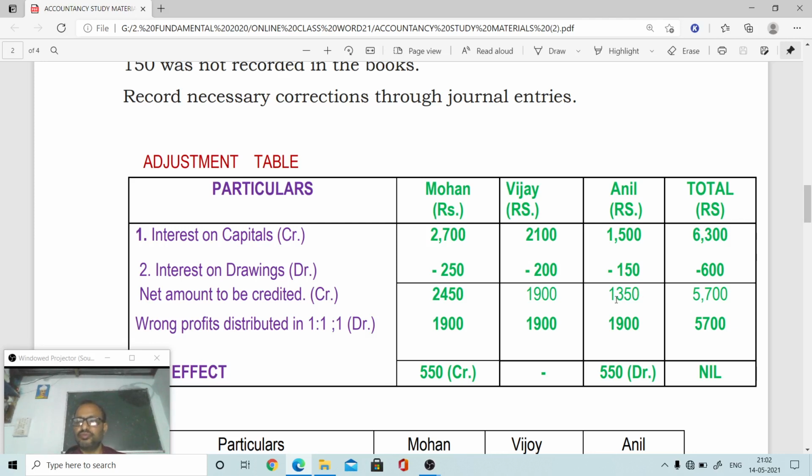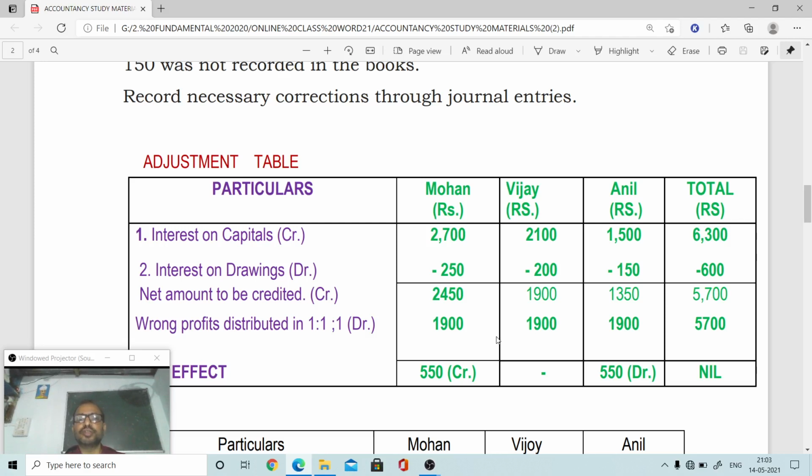Now this 5,700 is actually the wrong profit which was distributed among the partners in equal ratio. So therefore that should be credited. There the amount is 2,450 credit goes to Mohan, 1,900 credit goes to Vijay, 1,350 credit goes to Anil. Total credit of 5,700 goes to the 3 partners. But this one goes to the 3 partners in which way? 1,900, because equally they have taken.